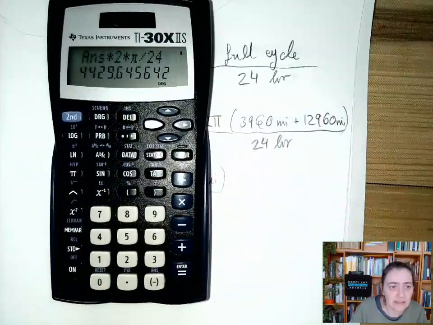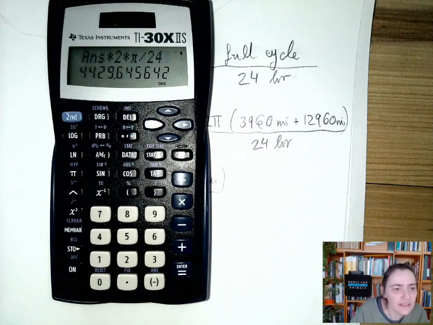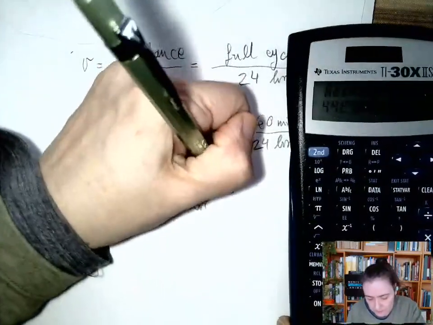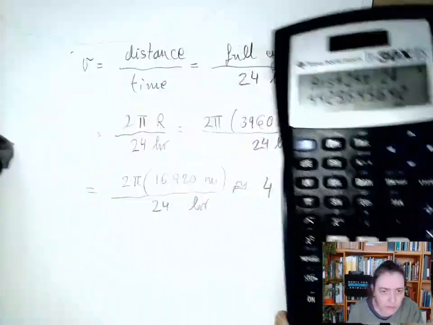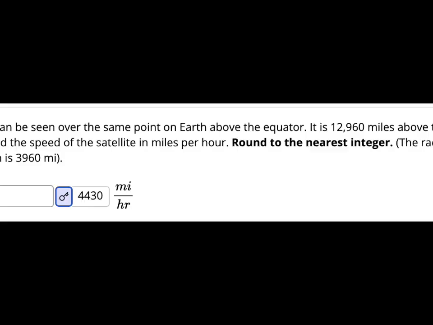So that's pretty fast. It's almost 4,500 miles per hour. That's pretty fast. So it's 4,429.6 miles. We round 29.6 to 30. So it's approximately 4,430 miles per hour. And we check, yeah, that's the correct answer.